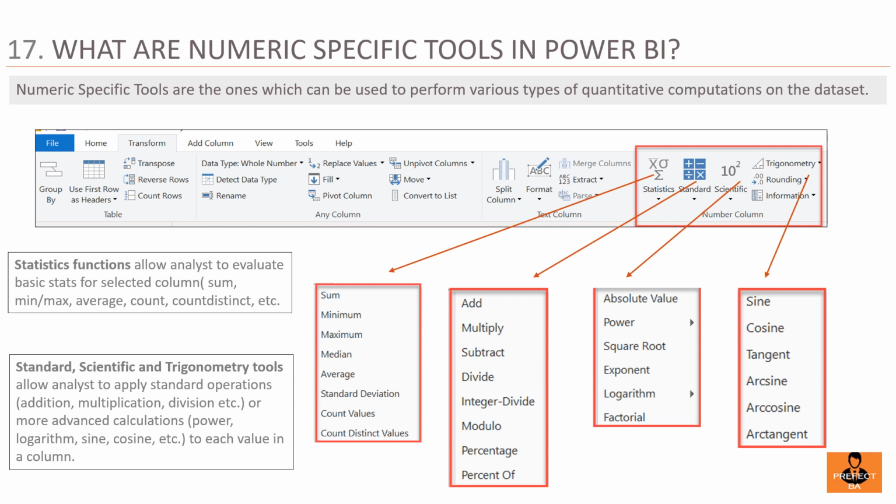Next one is scientific. This functionality is used to calculate absolute value, that is the distance from 0 without considering the direction, square root, exponent, all the operations that can be applied on the numerical values of the column. Next is trigonometry. This is used to apply various trigonometrical functions on the data, which are sine, cosine, tangent, and so on.